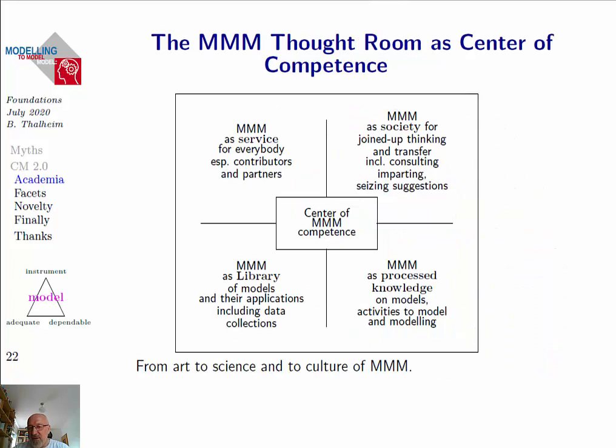In this case, such a center of MMM competence would of course include MMM as a library, MMM as processed knowledge, MMM as a society for joined-up thinking and transfer. And we should also provide MMM as a service for everybody, especially for our contributors and partners. That would be a thought room we could realize in the future by combining all the results we have got in the past.